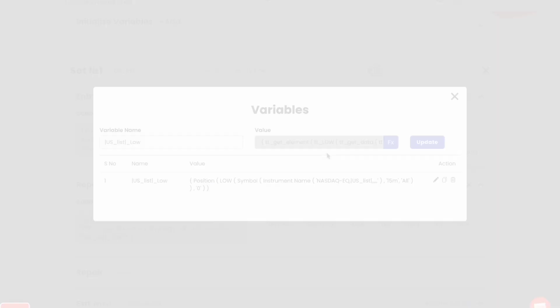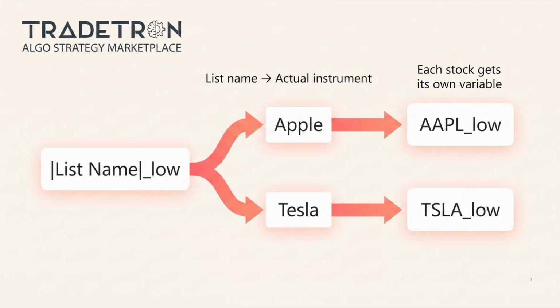What Tradetron does is automatically replace the list name with the actual instrument. So if a condition is met for Apple, it creates AAPL underscore low. If it's Tesla, it becomes TSLA underscore low. So each stock gets its own separate variable.